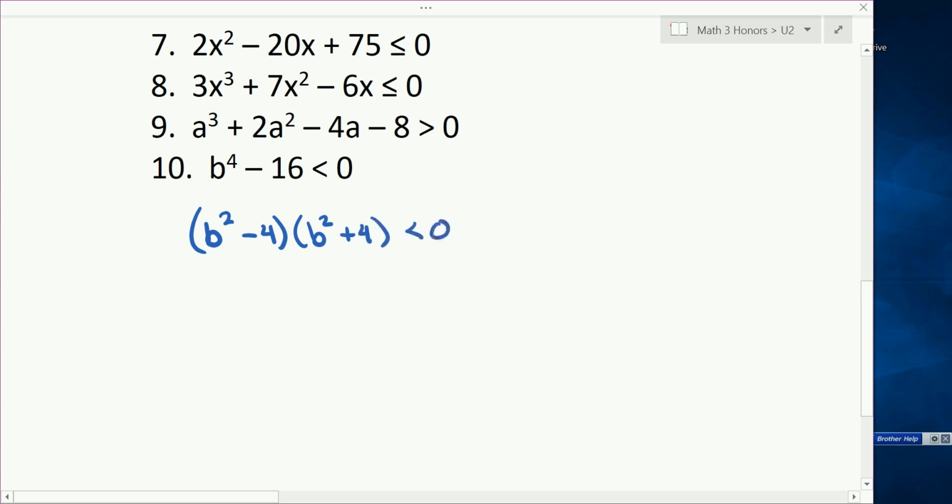Still less than 0. You could do it again, with both of them or one of them, just the one with the minus sign. Okay, so this is b plus 2, b minus 2, and b squared plus 4. Okay.